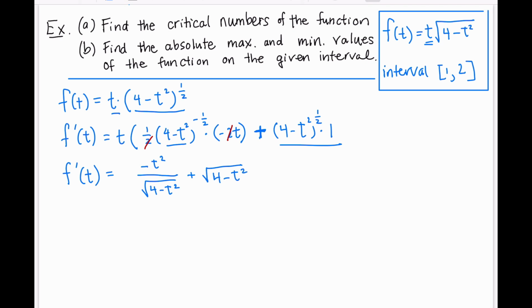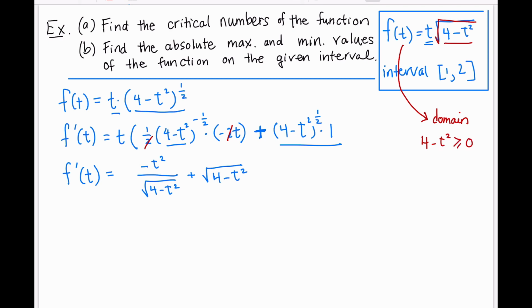So in order to find the critical numbers, I want to find the values of t in the domain of the function such that either f prime of t is undefined or f prime of t is equal to 0. So the first thing I'm going to do is find the domain of this function. Recall that one of the issues with the domain is when we have an even root, we need to make sure that this quantity is positive or 0, can't be negative. So we need that 4 minus t squared is greater than or equal to 0.